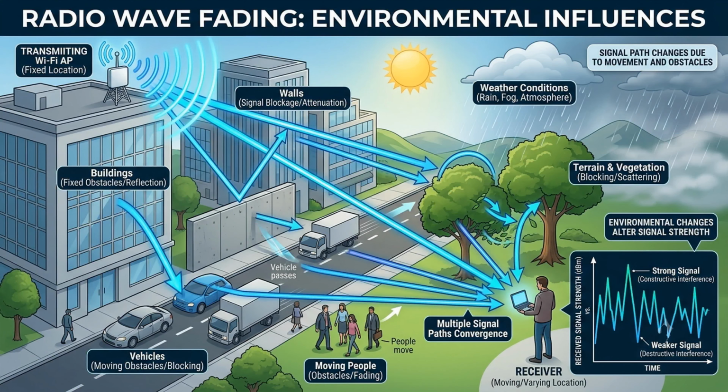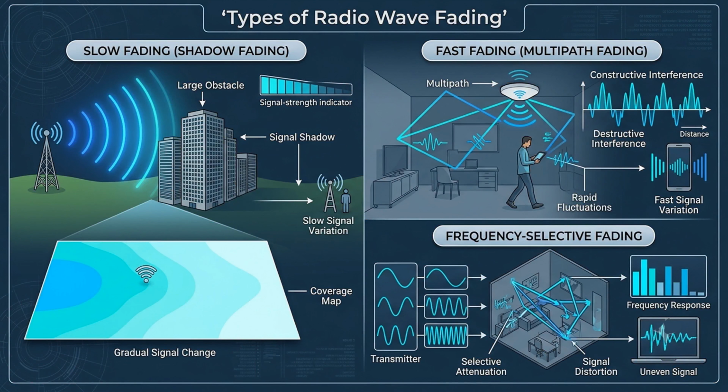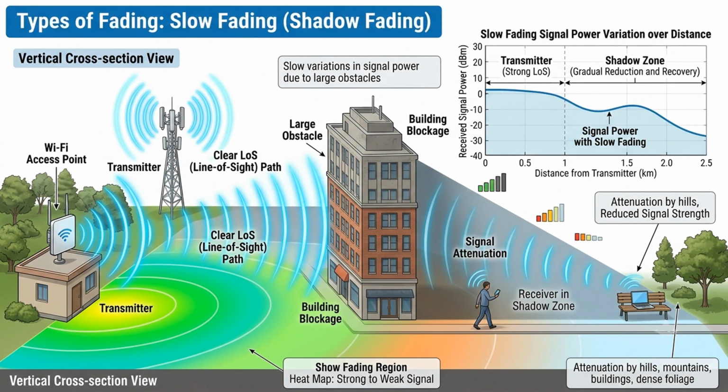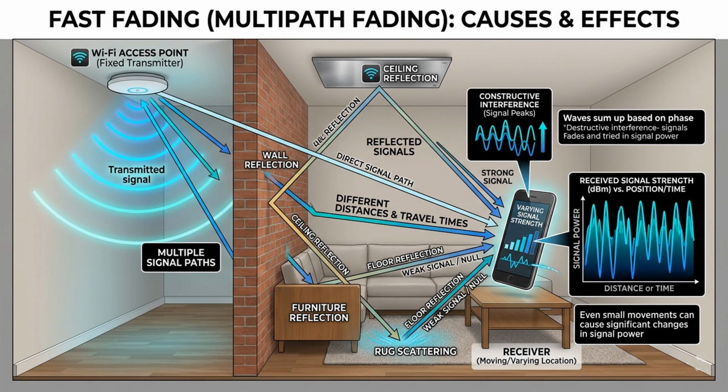Environmental factors such as buildings, walls, vehicles, moving people, weather conditions and terrain can also contribute to fading. Even small changes in the environment can alter the signal path and cause noticeable fluctuations in signal strength. There are several types of fading. Slow fading or shadow fading, caused by large obstacles such as buildings, hills, or dense structures that block or attenuate the signal. Fast fading or multipath fading, caused by multiple signal paths combining constructively or destructively at the receiver.